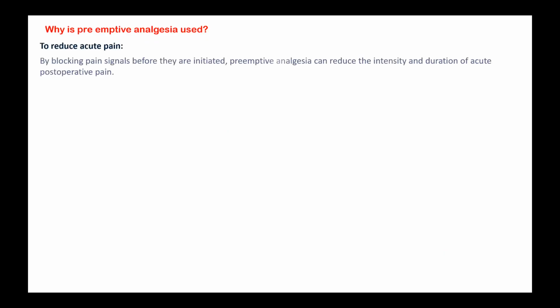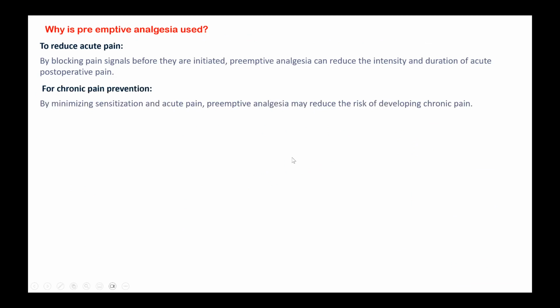Now, why is preemptive analgesia used? To reduce acute pain by blocking the pain signals before they are initiated, and it can also help in chronic pain prevention. So, by minimizing the sensitization and acute pain, preemptive analgesia can reduce the development of chronic pain. So, chronic post-surgical pain, one of the reasons is inadequate intraoperative analgesia, that you have to remember.